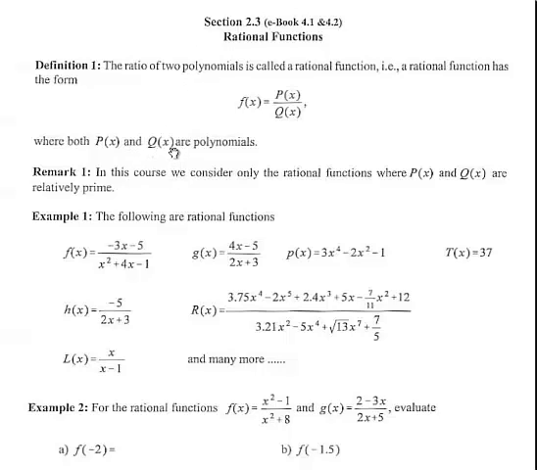Section 2.3, the title is Rational Functions, and hopefully this will more or less be a review for some of you in that we covered rational functions in intermediate algebra. Rational functions were the functions that had vertical and horizontal asymptotes.